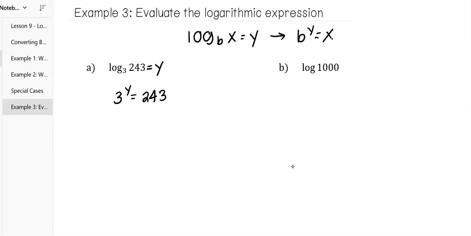Remember, I can't set the exponents equal to one another until they have that same base. So here we've got 3 and 243. I want to change either one of them or both of them so that they have that same base. In this case, I can change 243 so that it has a base of 3. 3 to the 5th power is 243. So I'm going to rewrite 243 as 3 to the 5th power.